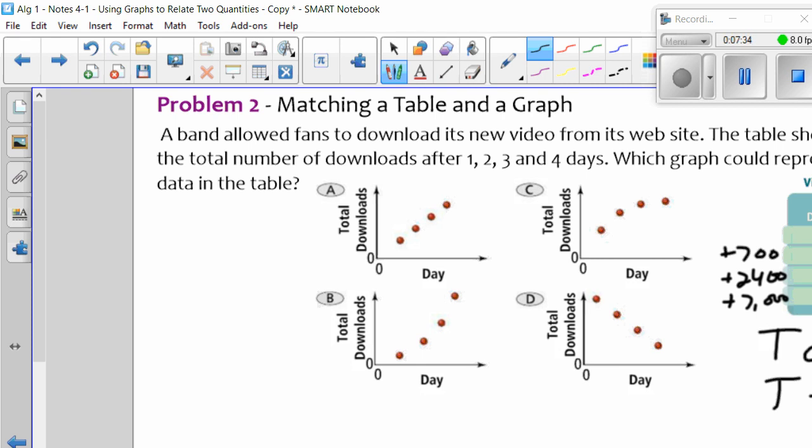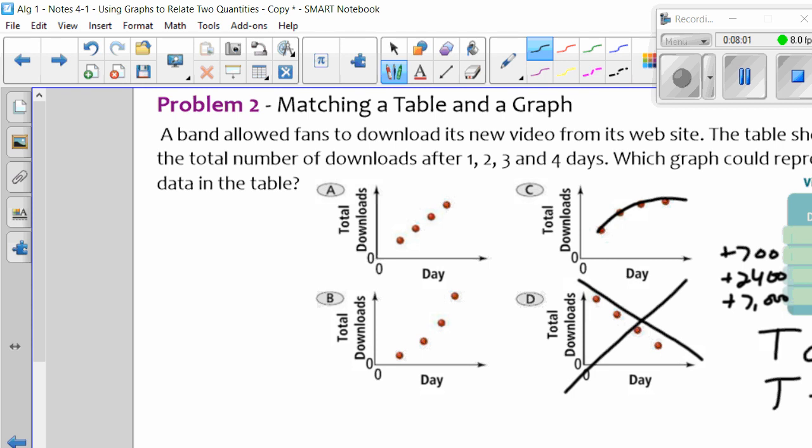So I've got these 4 graphs. Which one represents that table? Well, this graph represents a negative slope or a decrease in numbers. So that one's not going to work. Okay. The C one looks like it's increasing, which is what mine was doing, but it looks like it is going to flatten out, and mine wasn't flattening out. It was really getting bigger each day.